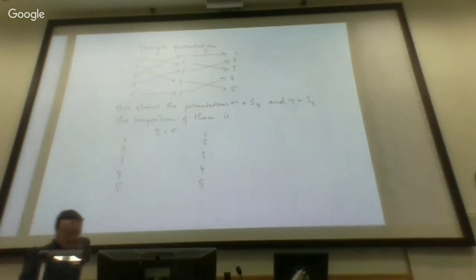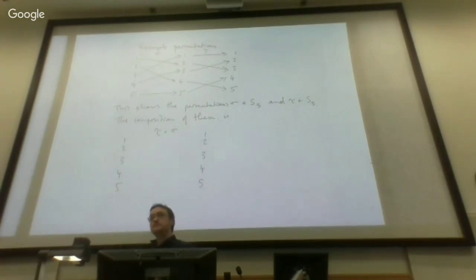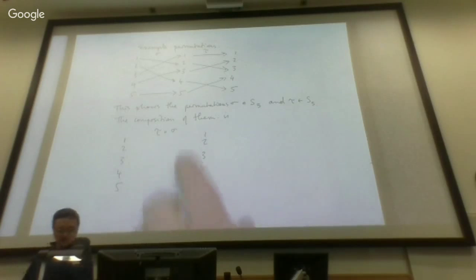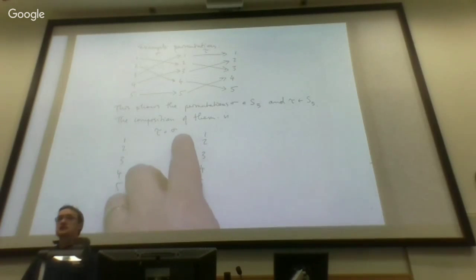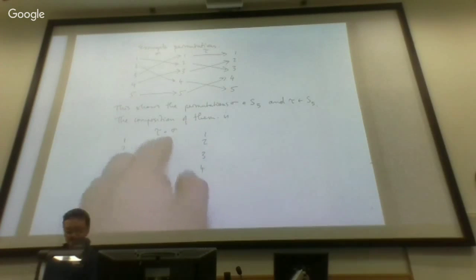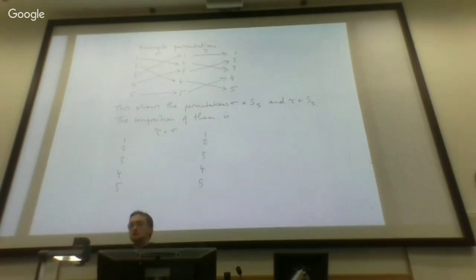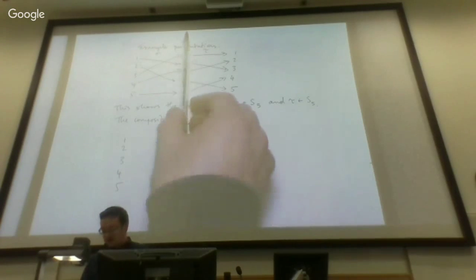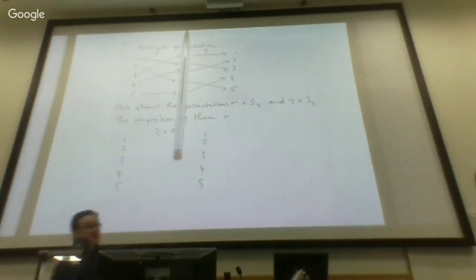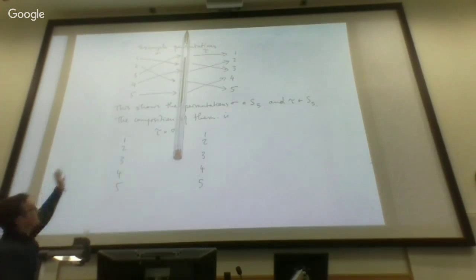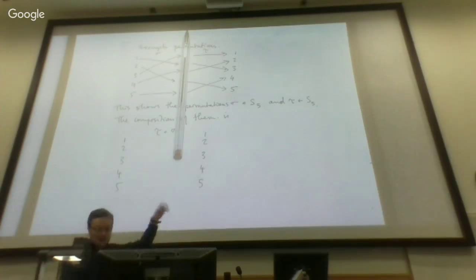So what's the composition of them? When you compose two functions, you're feeding the output of the first function, which is here sigma, into the input of the second function, which is tau. And then you're looking at the overall function. Well, that's the overall mapping diagram that we see here when we get rid of those labels in the middle and just look at what happens going from the far left to the right.